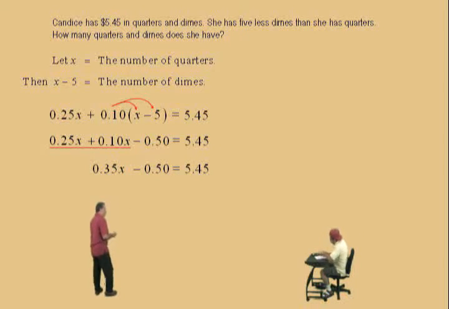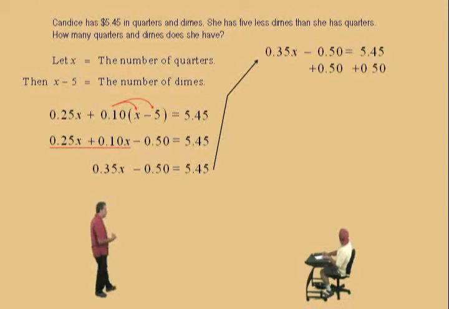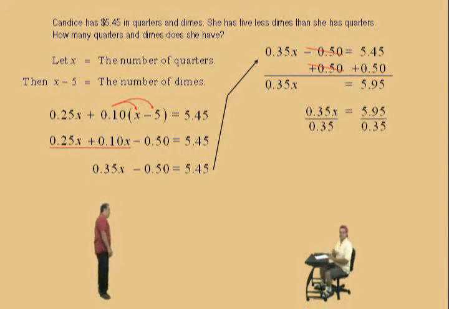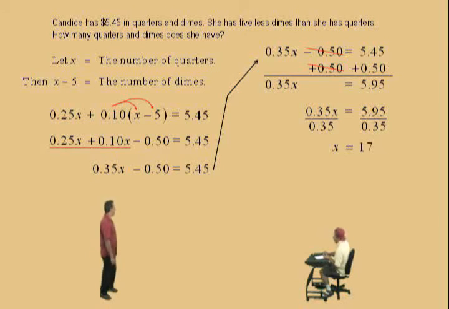And now, what do we do next to solve for x, Charlie? Add 0.5 to both sides. That's right. So let's add 0.50 to both sides. They cancel out there. Left-hand side is 0.35x. Right-hand side is what, Charlie? 5.95. Very nice there. Now, what do we do to solve for x? Remember, we want 1x. Divide both sides by 0.35. Very nice there. And we get that 1x equals what, Charlie? 17? Very good. That's some good calculator work.